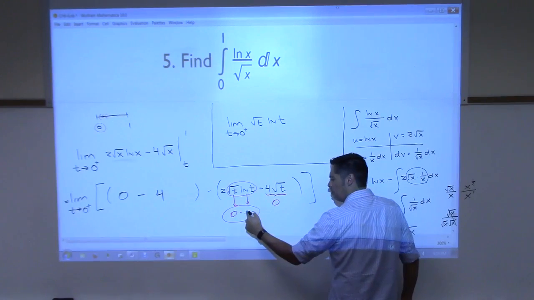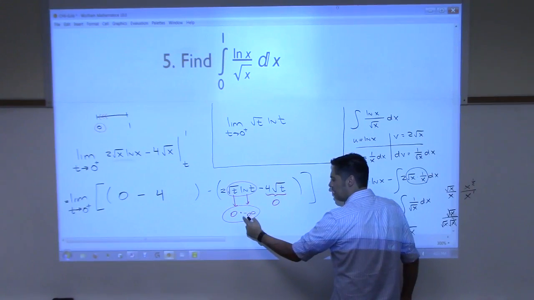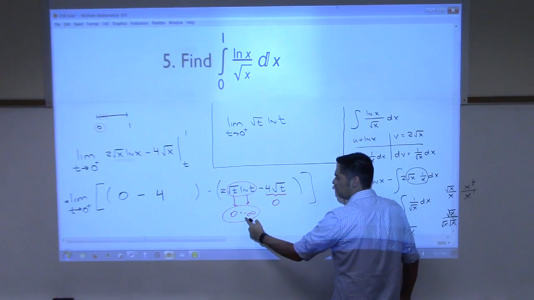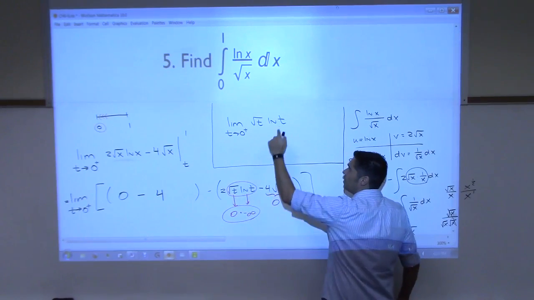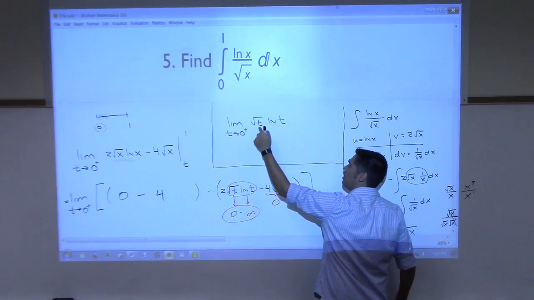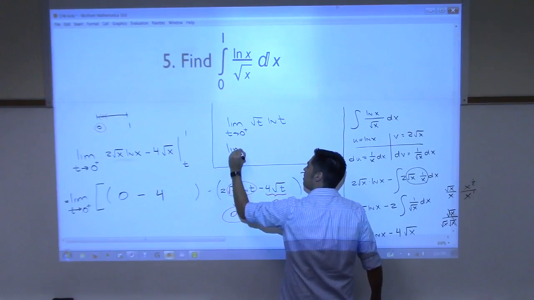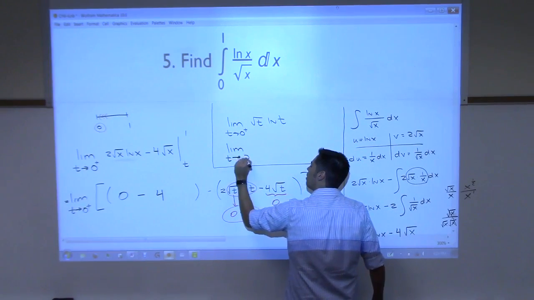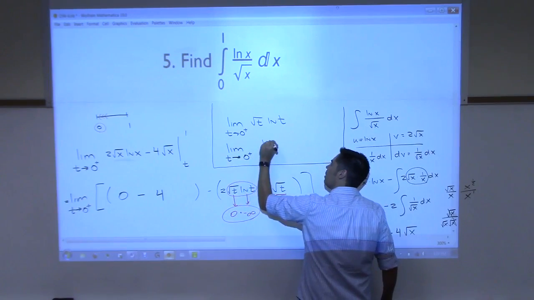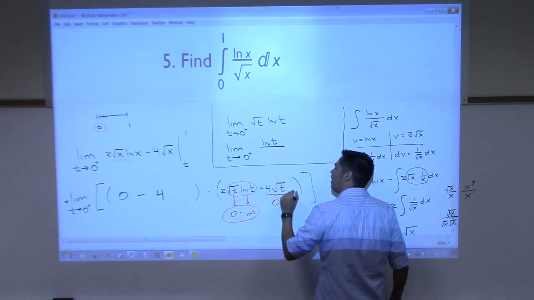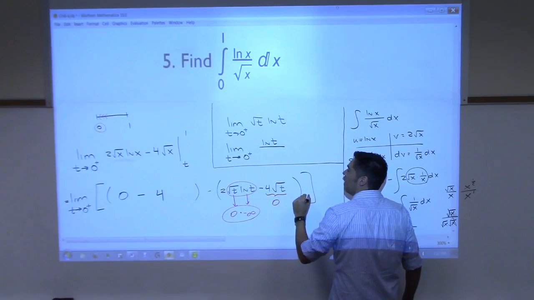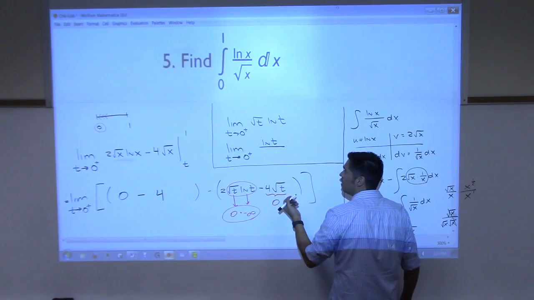So I got this. Whenever we see that, what's the technique we do? Drop one of them down. You have to drop one of them down. I'm going to leave the natural log here. I'm going to drop this one down. So this becomes limit, t approaches 0 from the right. Natural log t is on top. And on the bottom, I'm going to write that as 1 over root t.